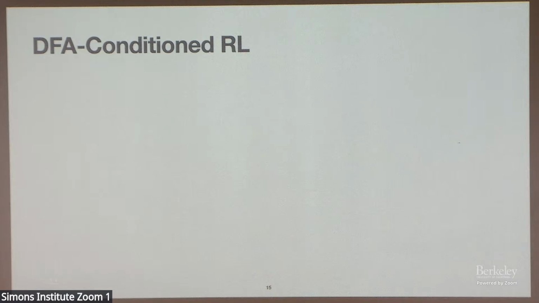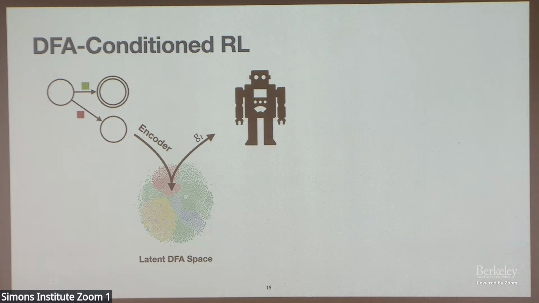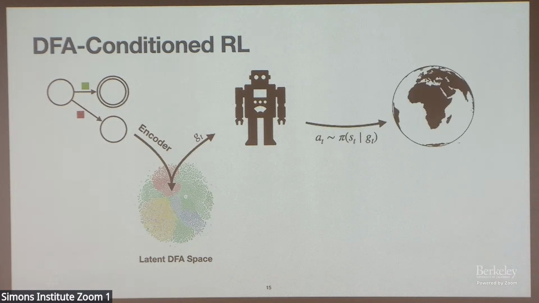Okay, so the full picture looks like this. The user gives, or we sample, a DFA from a distribution that we don't know yet. Then we pass this through an encoder and get a latent representation, a vector representation for this DFA. Then we pass this representation to our downstream policy, which will interact with the environment conditioning on the goal, and get the next state.